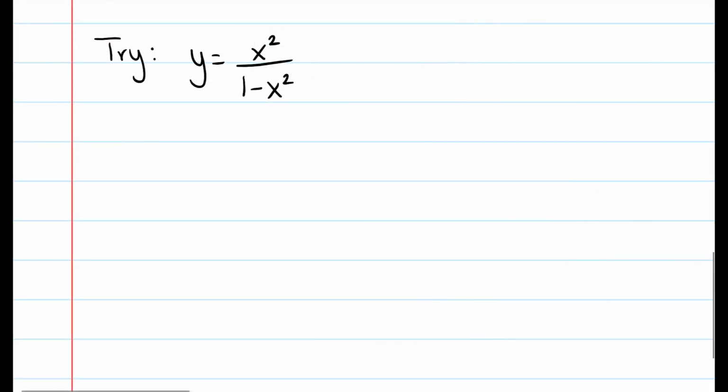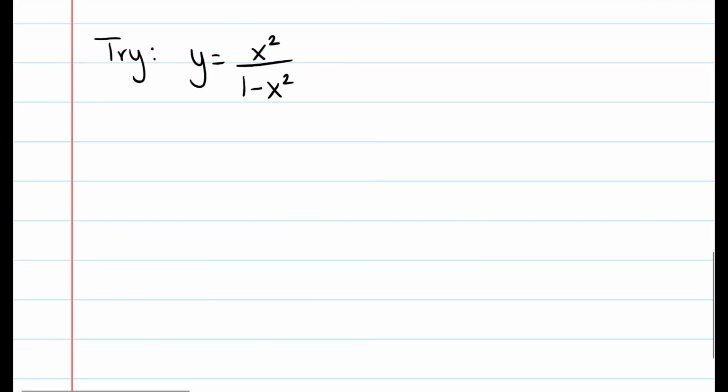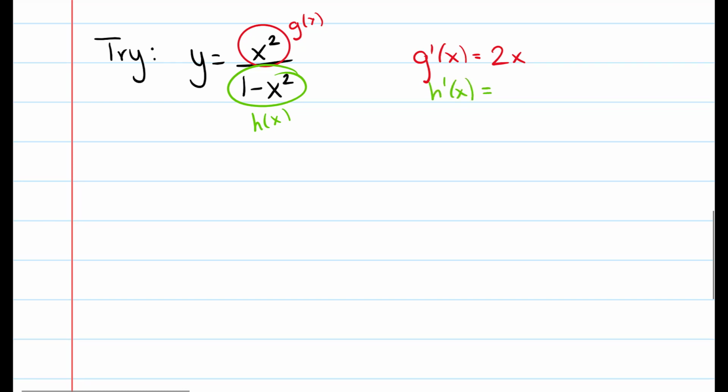And now on your own, I want you to try to take the derivative of this function using the quotient rule. Alright, so here we go. So I'm going to identify the top one as g of x and the bottom function as h of x. So g prime of x is 2x and h prime of x is equal to negative 2x.